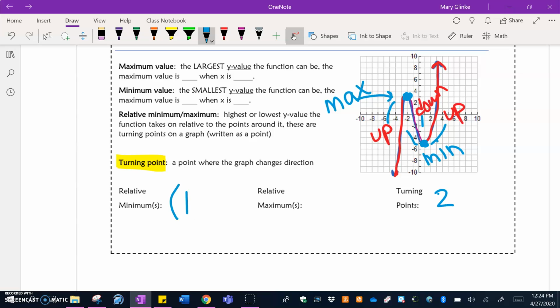1, -5 was our low point. Our maximum happened over at -2, 3. That's when we went from going up to going down.